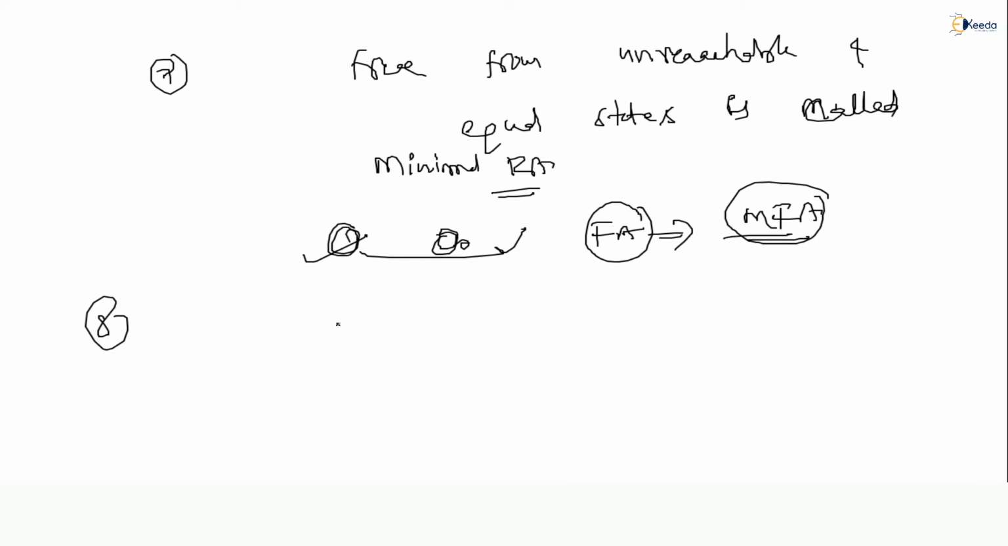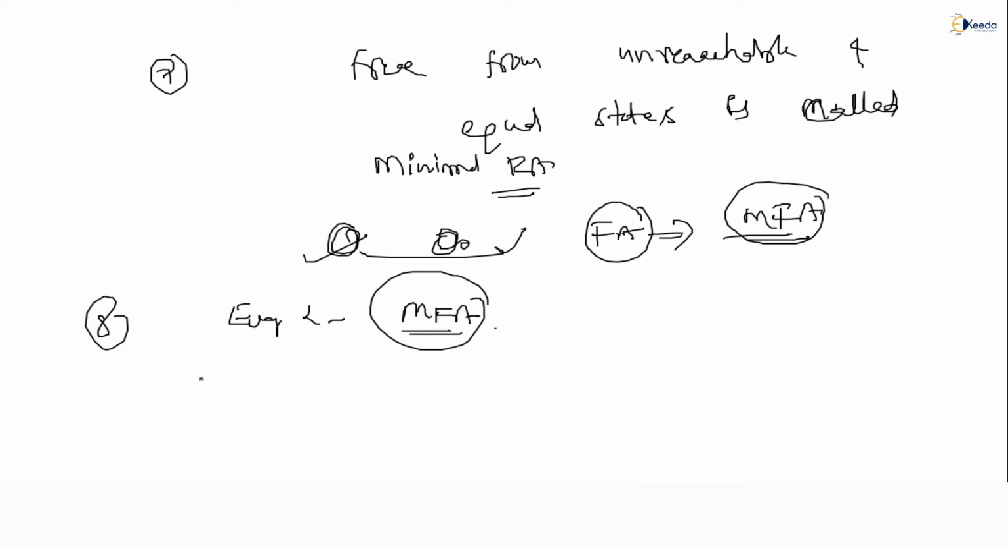Next, the eighth point. Every language is accepted by only one minimal FA. So minimal FA is unique. Are you getting? Minimal FA is unique means for a given language I don't have more than one minimal FA. But definitely we can have more than one FA, while a minimal FA cannot be more than one.